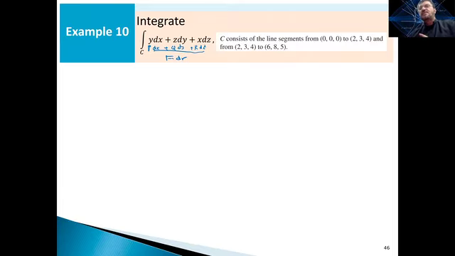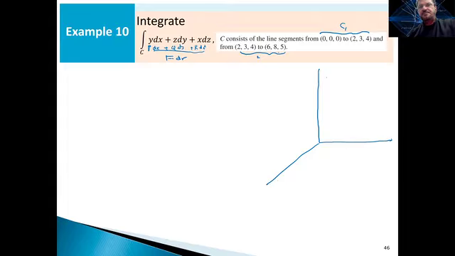So I have two paths. Here is path number 1. And here is path number 2. I'm not sure if we can graph that one. I will do my best with that one. Say 1, 2, 3, 4, 5, 6, 7, 8 on each axis.